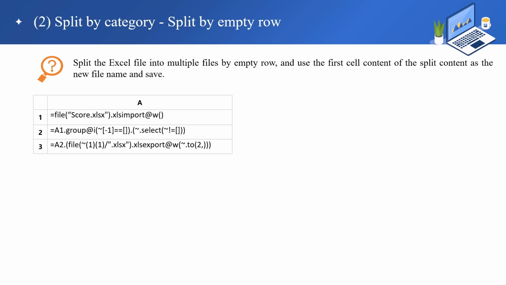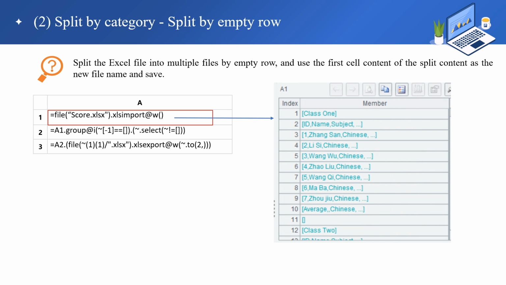Let's write the script. A1, import the data in the Excel table. The option @w means reading the data as a sequence of sequences. A2, use the group function to group, and the grouping condition is that the previous row is an empty set. The @i option means that if the result of the grouping condition is true, a new group is started. Then remove the empty set from each group. A3, use the first member of each group as the file name, such as class 1. For each file, export the data starting from the second member of each group. Here we still use the @w option to export data as a sequence of sequences.